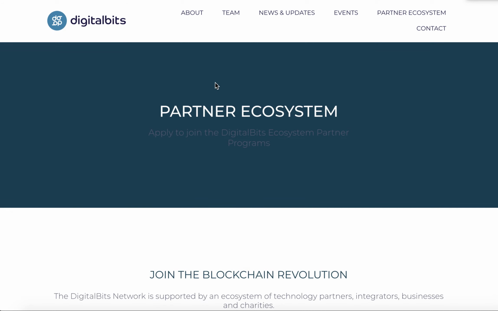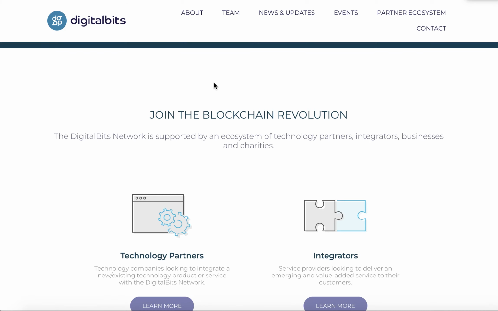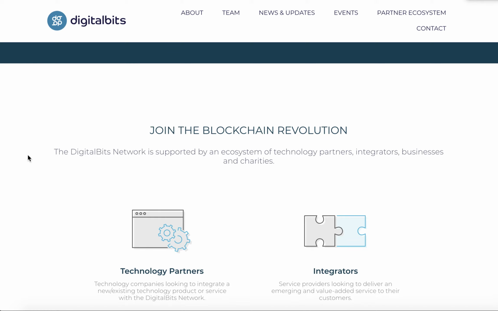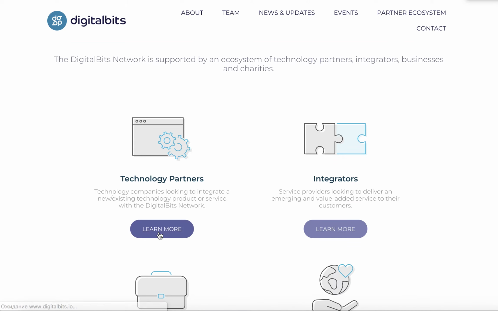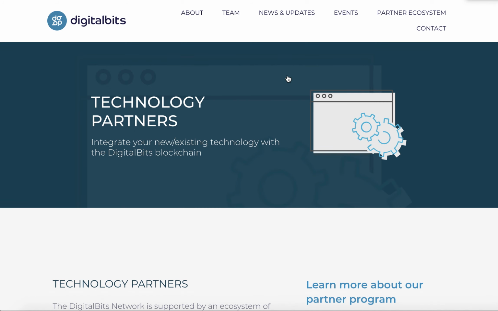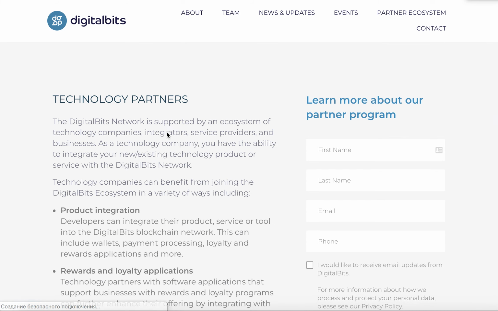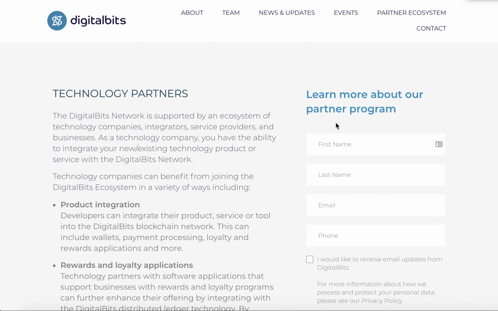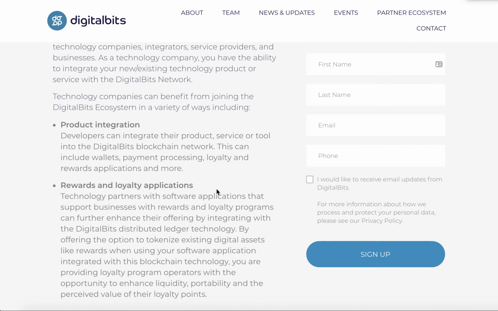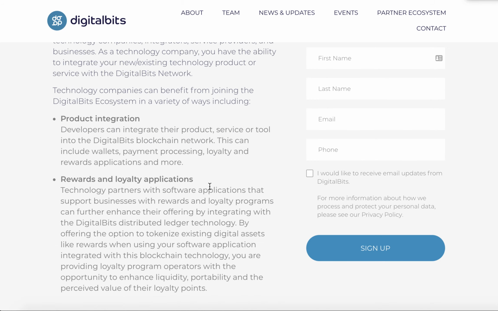Also, you can check the DigitalBits blockchain ecosystem and find more information about technology partners and how to become a technology partner. If you want to work with the DigitalBits ecosystem, you just need to fill in this form and sign up in the DigitalBits ecosystem.